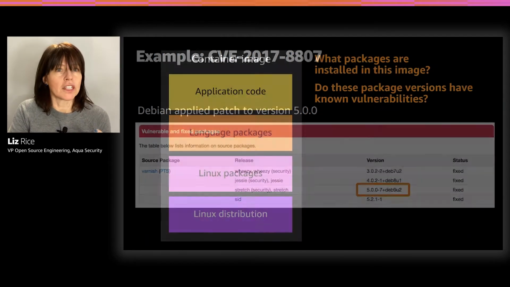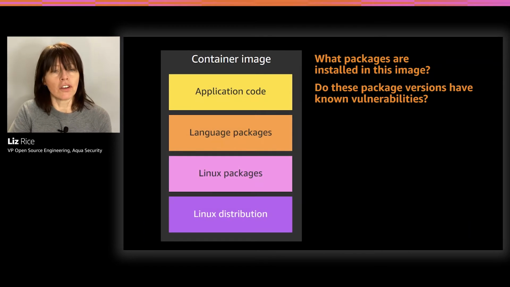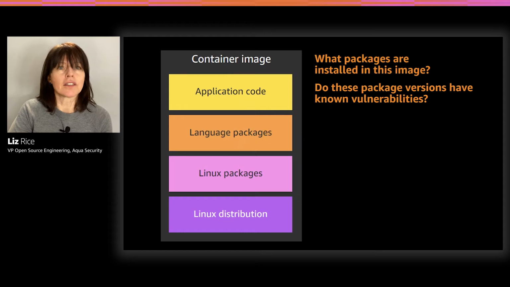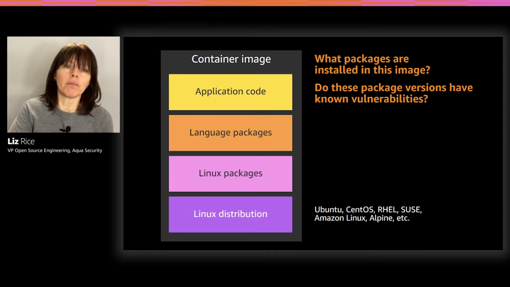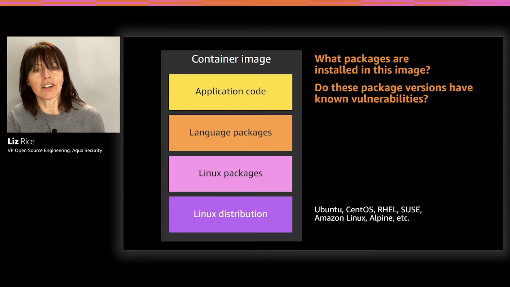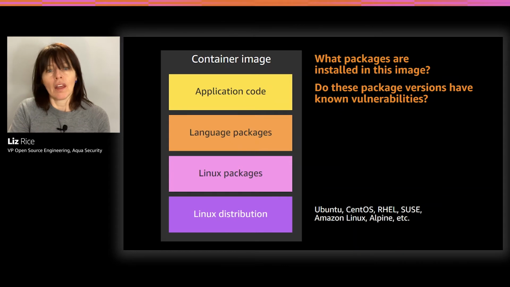The job of a container image scanner is to look at all the software in an image and report on the vulnerabilities that are present. And you need to run this on every image because every image is different. They're typically, not always, but typically based on a Linux distribution. It might be Ubuntu or Amazon Linux or Alpine. You need your scanner to support all the distributions that your images are using.